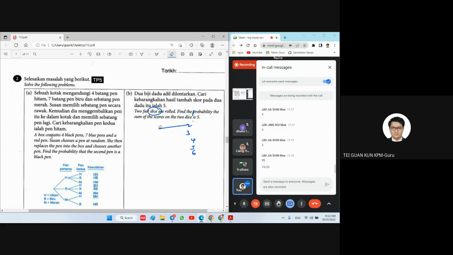Okay. So kena ingat lah. Untuk coin kita boleh guna tree diagram yang tak banyak pilihan lah. Tapi untuk dice ni sebab dia ada banyak pilihan, 1 to 6. So lebih baik kita buat jadual.